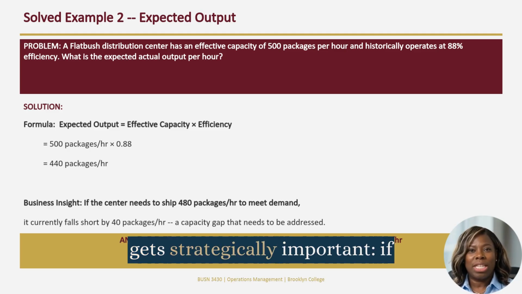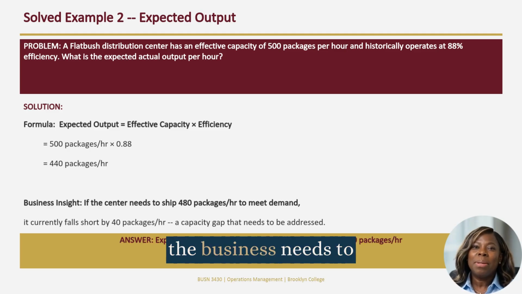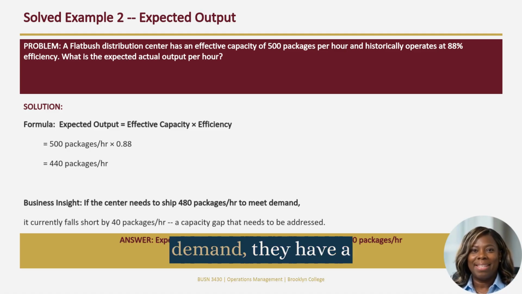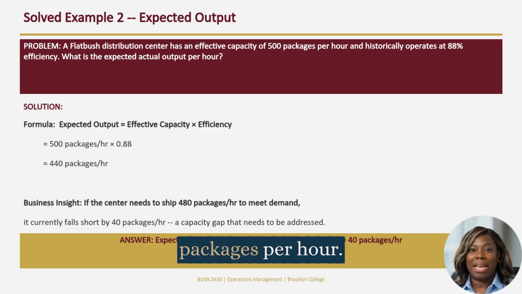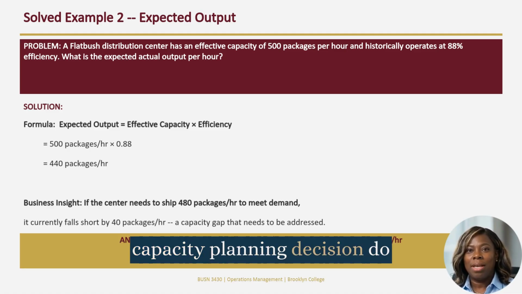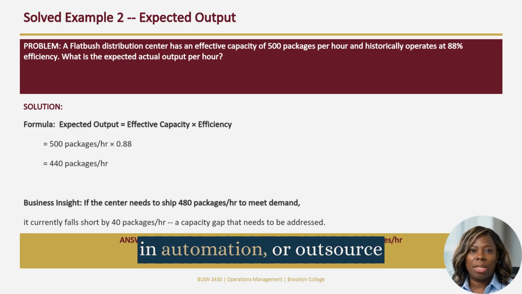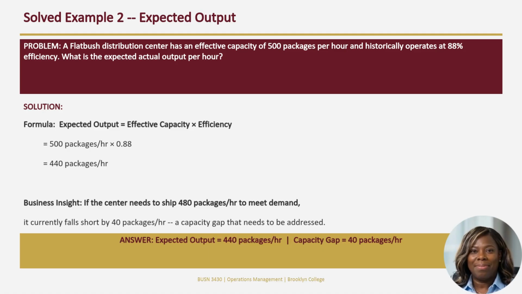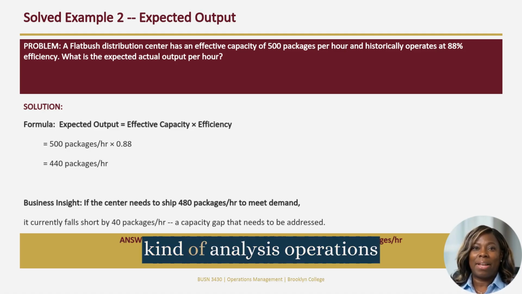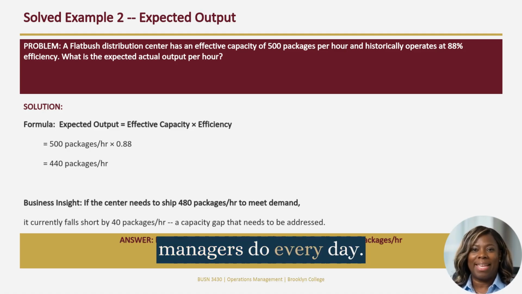Now here's where it gets strategically important. If the business needs to ship 480 packages per hour to meet customer demand, they have a capacity gap of 40 packages per hour. That gap drives a capacity planning decision. Do you hire more staff, add a shift, invest in automation, or outsource the overflow? This is exactly the kind of analysis operations managers do every day.